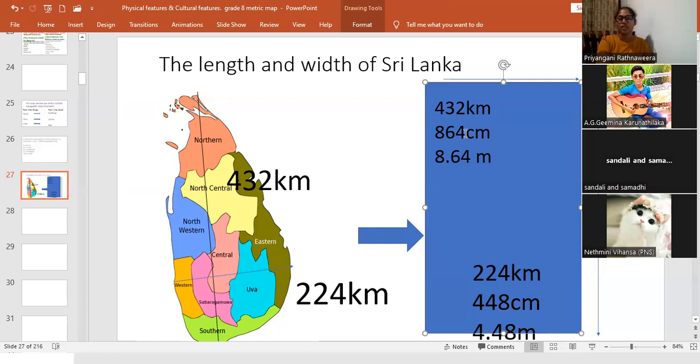We have to take 864 centimeters. Here we have to take the width of this sheet 448 centimeters. That means 8.64 meters and 4.48 meters. Can we use such a large map? No, it is very difficult to bring it. We can't put it in our bag. It is very difficult to use such a large map.